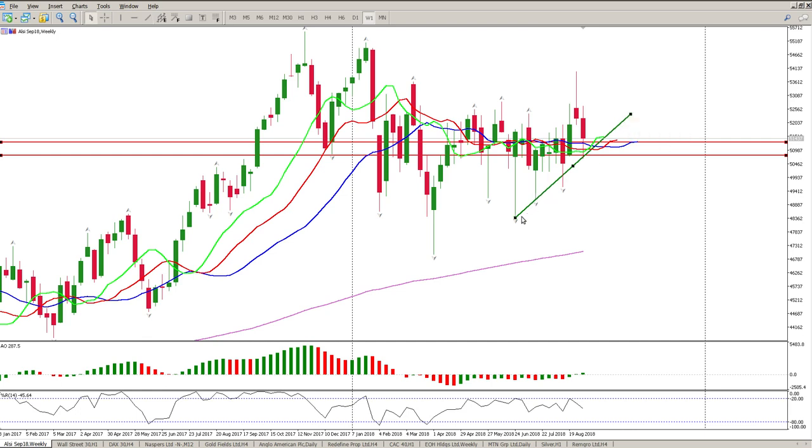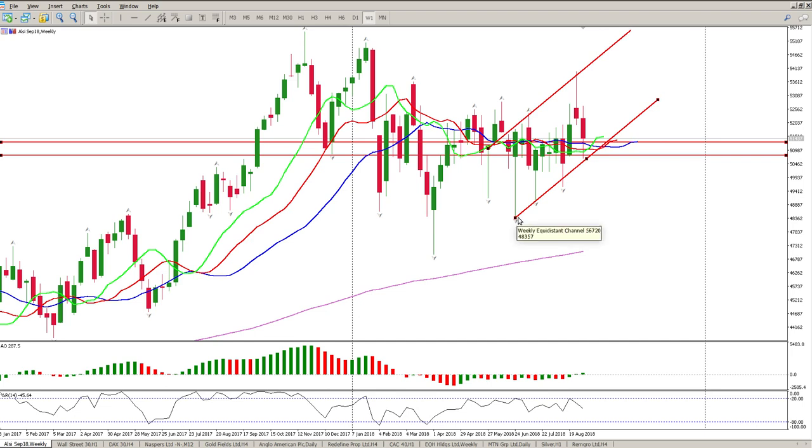If we take the trend line on these first two pin bars or tails, you'll see how we've tagged that area as well. So we could be at the bottom of a channel. I just want to put a channel in here. There it is there. That's the weekly channel that we're in.